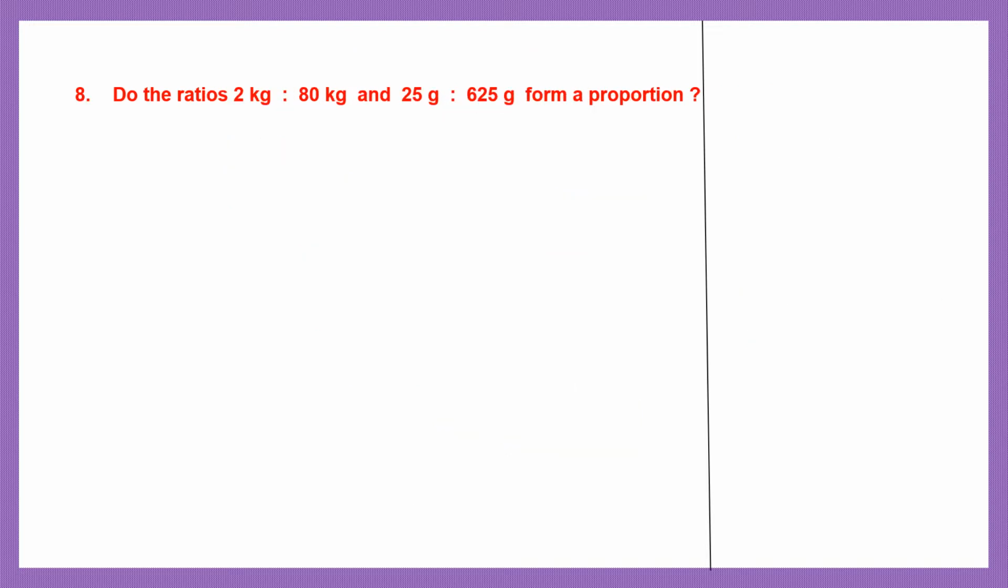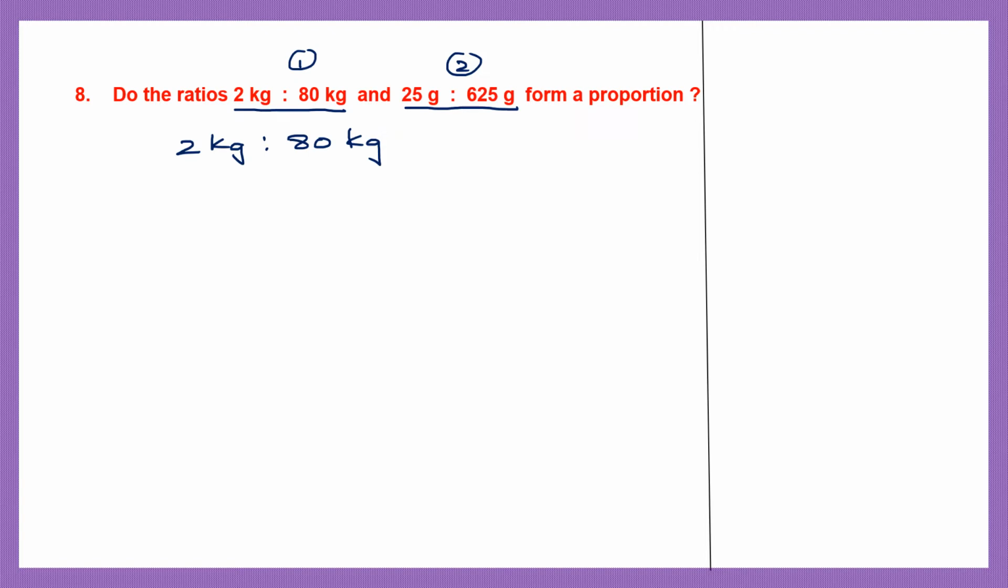Question 8. Do the ratios 2 kg is to 80 kg and 25 grams is to 625 grams form a proportion? So this is our first ratio, and the next one, the second ratio, is this. So let's take the first ratio, 2 kg is to 80 kg. The units are the same, so we don't have to change the units.